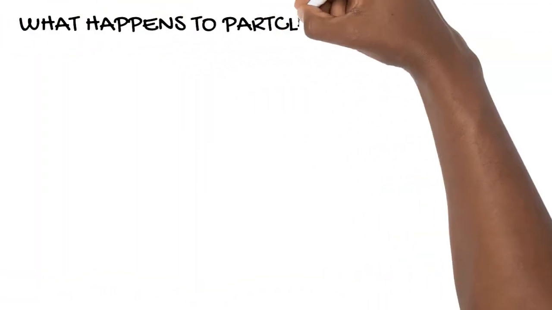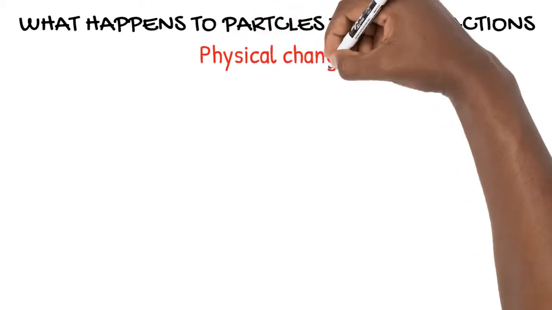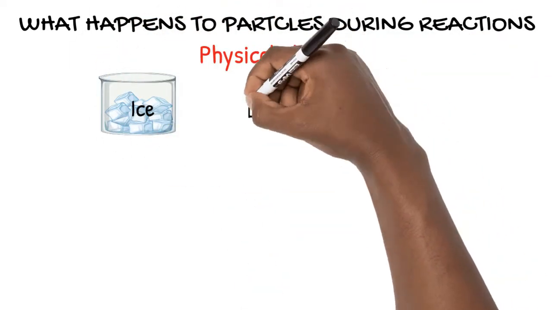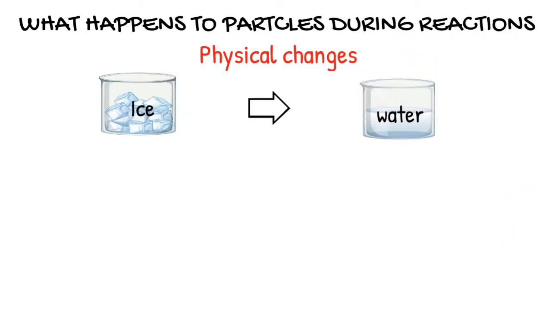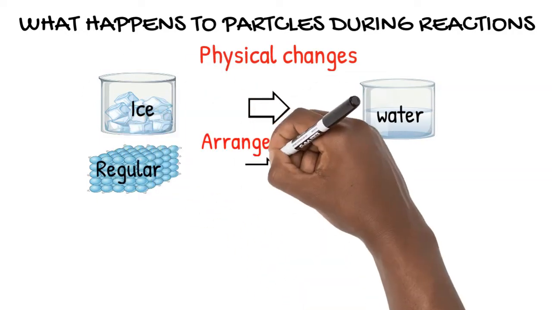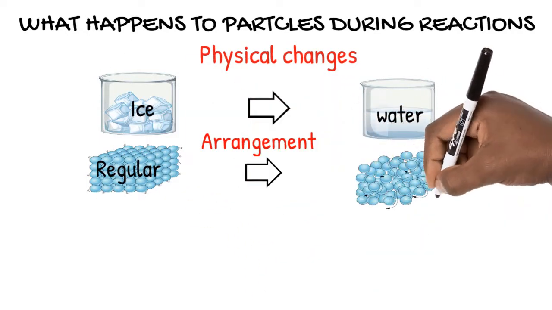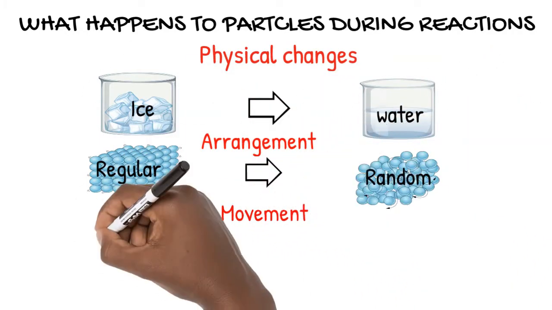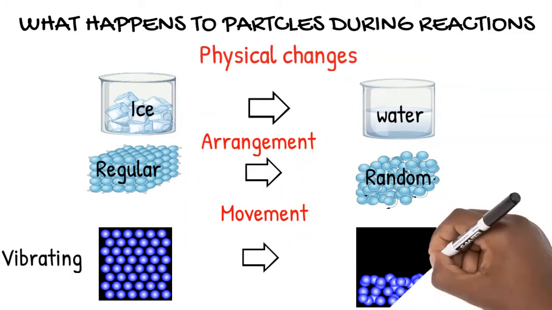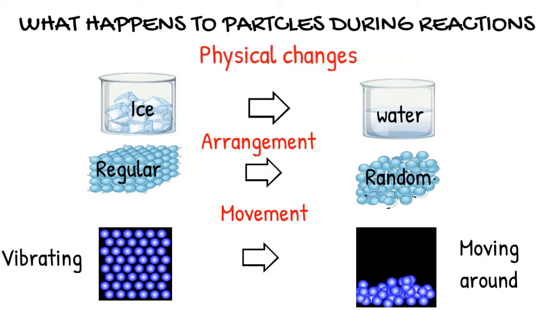So what happens to particles during a physical change? Take ice melting into water, for example. The particles move from being regularly arranged to a random arrangement, and the movement of the particles changes from a simple vibration in a fixed position to being able to move around one another. And it's really important you're able to describe this in the exam.